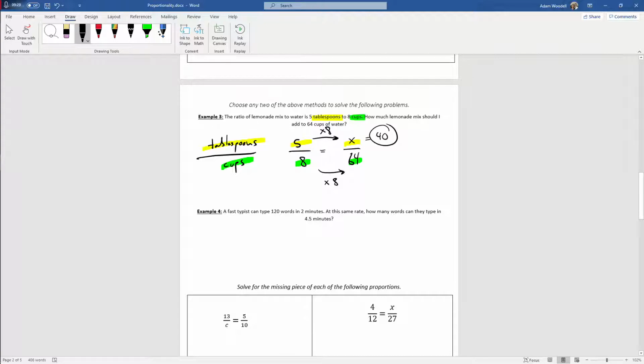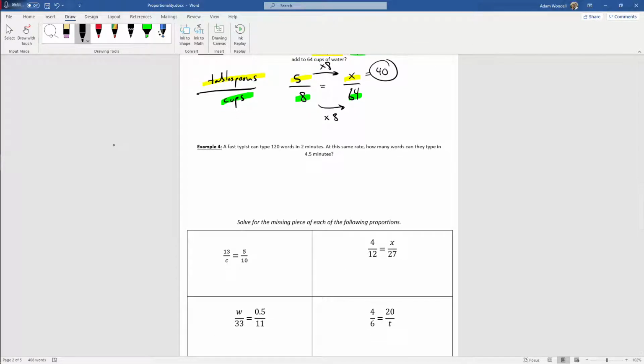Next, we've got some kind of typing example. A fast typist can type 120 words in 2 minutes. So it looks like we're comparing words and we're comparing minutes. Okay, awesome. I've got 120 words over 2 minutes, and that's going to be equal to some amount of words over 4.5 minutes.